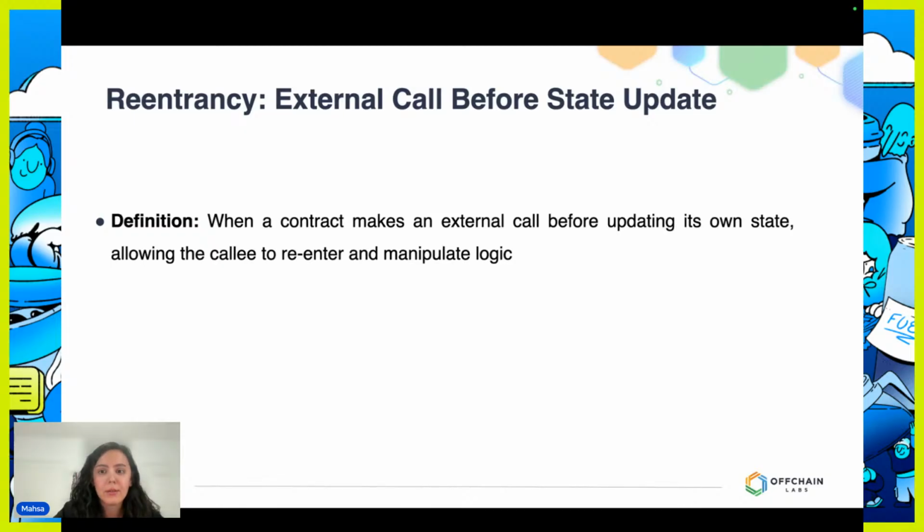Because, as I said, the state isn't updated yet, it can repeat things until it drains the funds. The basic assumption for the victim contract is that it is in the middle of a single operation, whereas the attacker is repeating things without the victim contract even knowing.